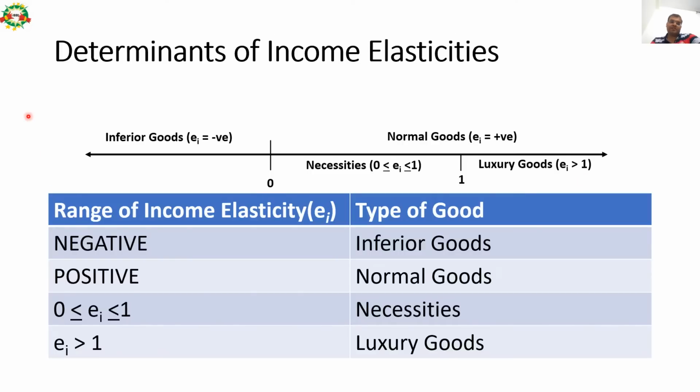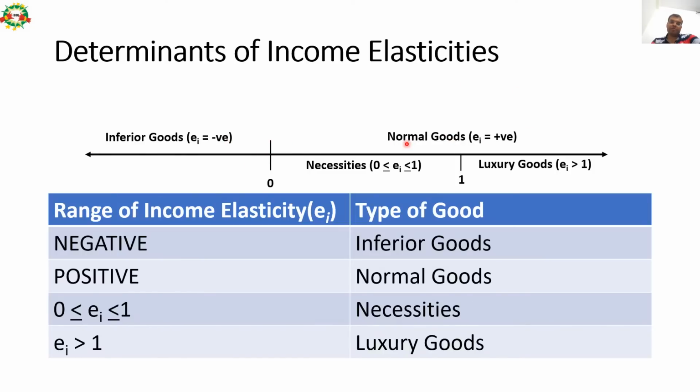So these are the determinants of income elasticity, or you can say the range of income elasticity. If it is negative, then the type of goods will be inferior goods. Please note down this slide, because 1 mark theory questions sometimes come out of this slide only. So if income elasticity is negative, or less than 0, then it means it is inferior goods. And if it is positive, then it is normal goods.